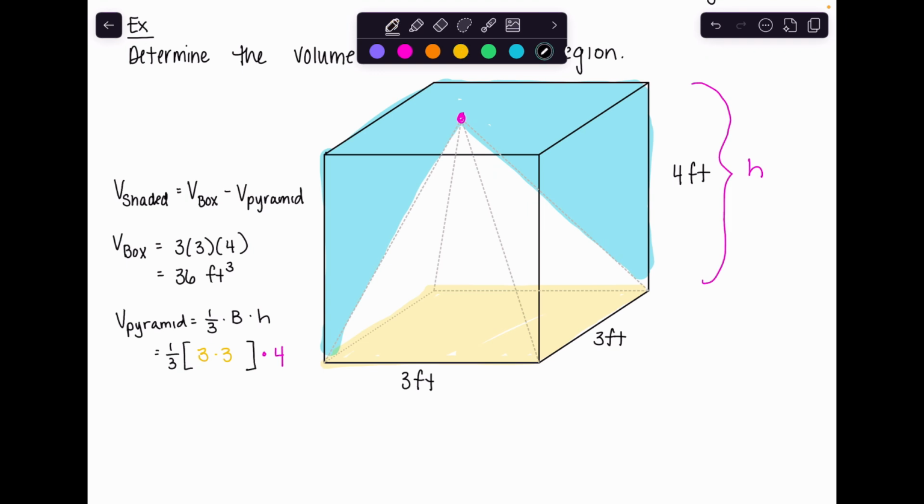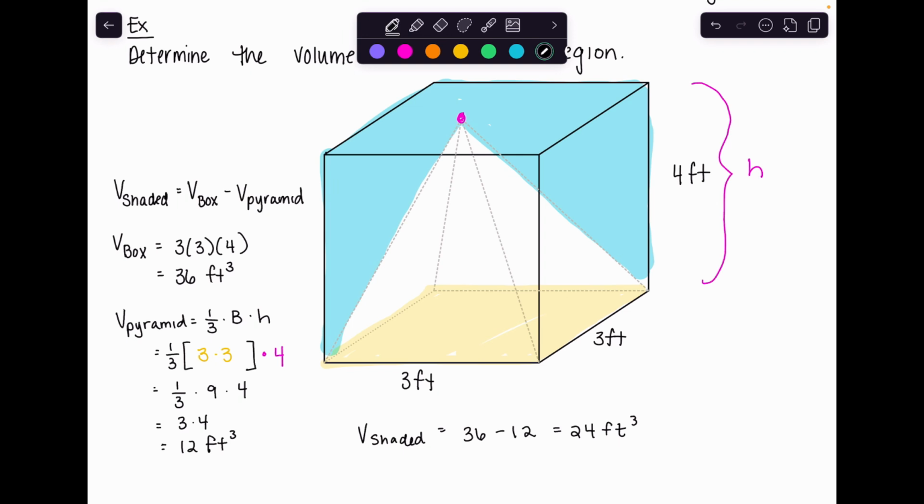Then I really just need to multiply these out. This is 1/3 times 9 times 4. Well, 1/3 times 9 is 3, and 3 times 4 gives us 12. And then again, same units, feet cubed. So I have the 2 different volumes I need. That tells me the volume of my shaded region is the volume of the box minus the volume of the pyramid. So ultimately, the volume of the shaded region is 24 feet cubed.